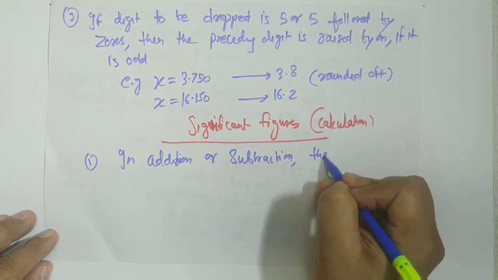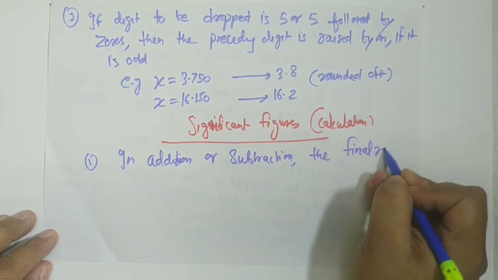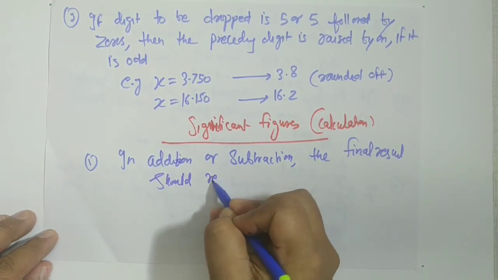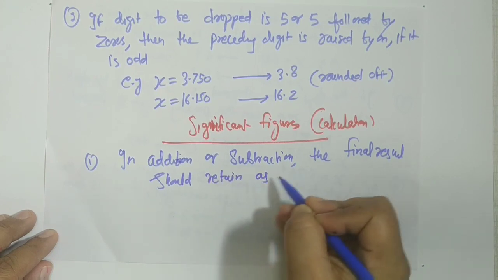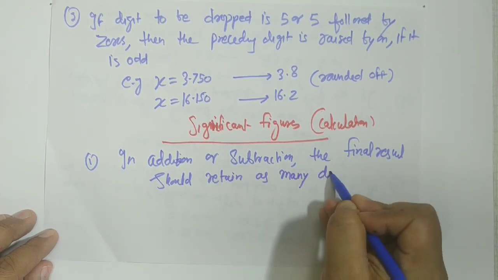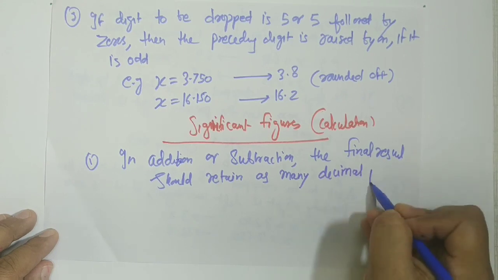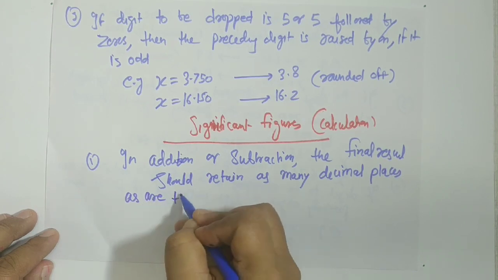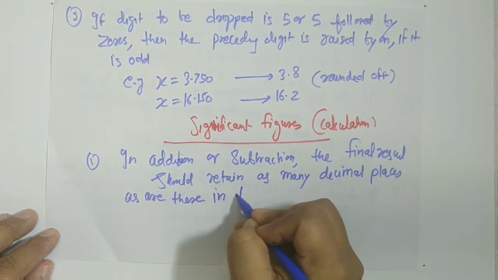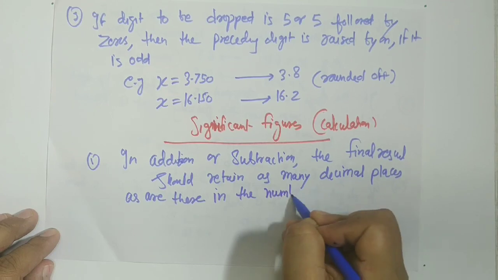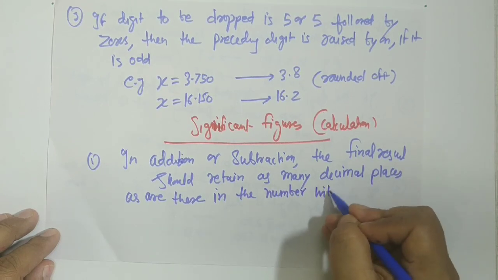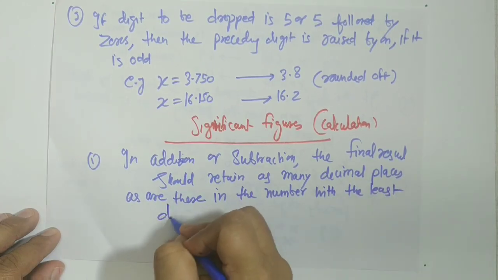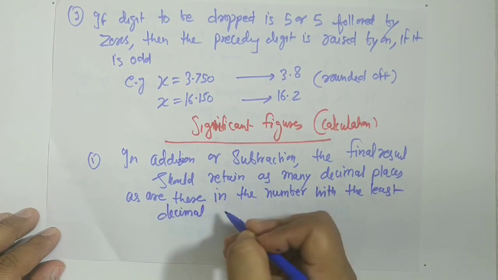The final result should retain as many decimal places as are there in the number. These are very simple things. I will tell you, when you go through them with an example, you will come to know what it means: the least decimal places.